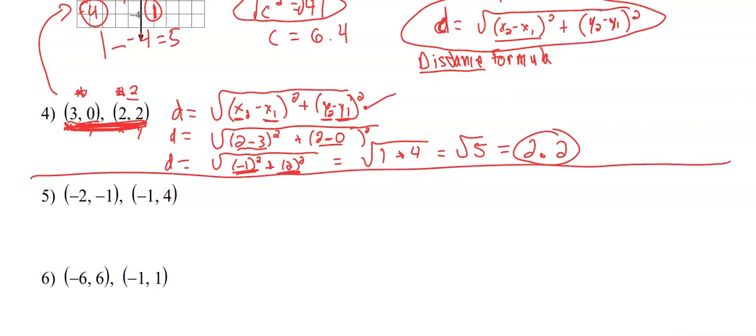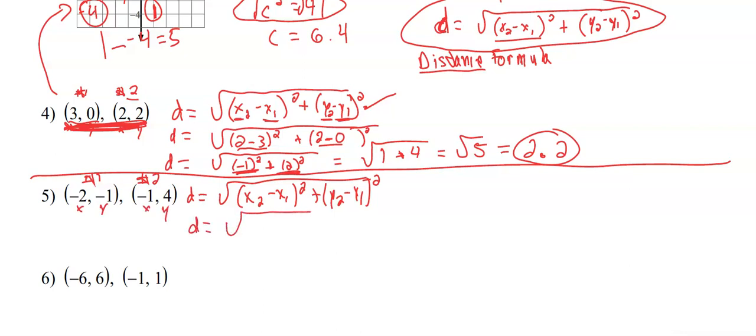So number 5, same exact process. Here's our distance formula. So I'm just writing this out with variables. Consider this point number 1. We'll consider this point number 2. Here's an x, y. Here's x, y. And then we're just going to plug them into the appropriate spots.